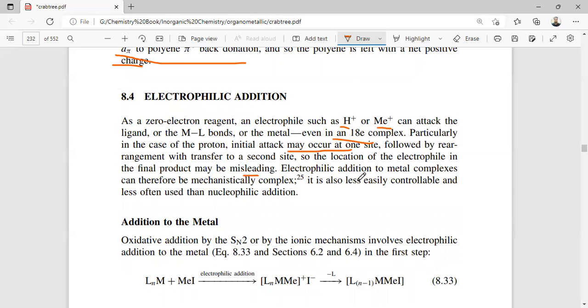Electrophilic additions to metal complexes are statistically complex. They are less easily controllable and less often used. So the electrophile is a zero electron reagent. It can attack either the ligand, or the metal-ligand bond, or even the metal, even if the metal is in an 18 electron complex. So particularly in the case of protons, the initial attack may occur at one site, followed by rearrangement.